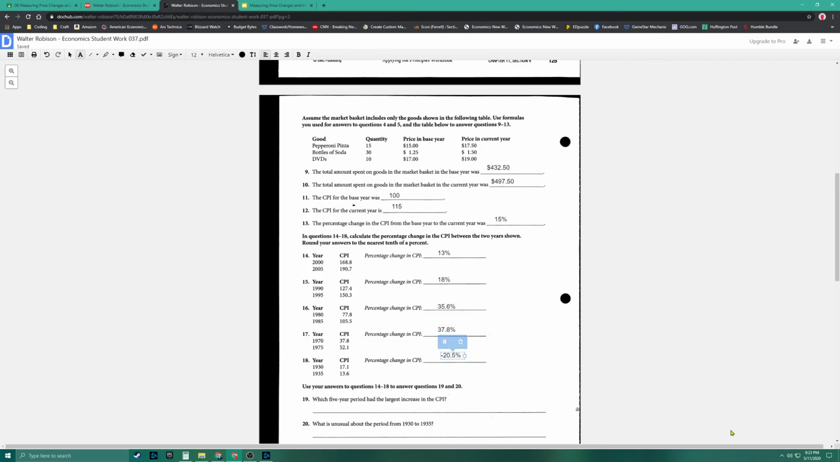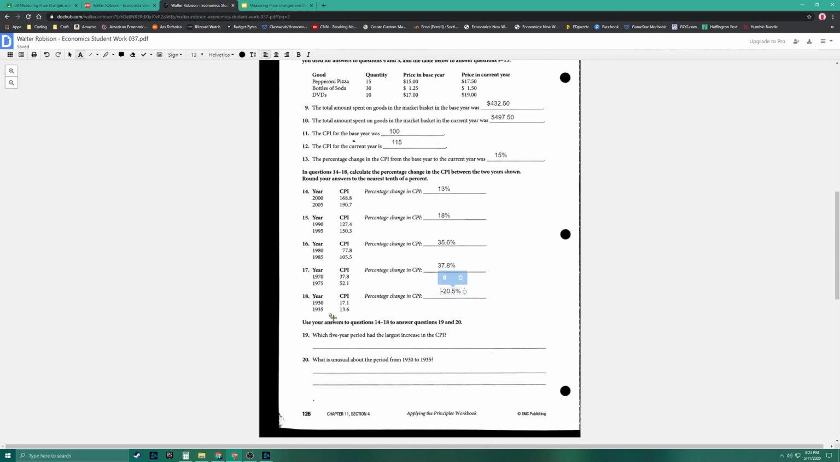So yes, you can have negatives in this for sure for CPI changes. All right, now going down to 19. It says use the answers that you got here in 14 through 18 to answer questions 19 and 20. So which 5-year period had the highest increase in the CPI? So look at these numbers. Which one is the highest? So you should be picking 1970 to 1975. There's actually historical reasons for that too, by the way.